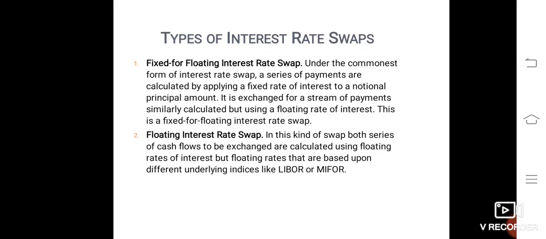There are two types, that is, fixed for floating interest rate swap and floating for floating interest rate swap. See, fixed for floating interest rate swap: under the commonest form of interest rate swap, a series of payments is calculated by applying a fixed rate of interest to a notional principal amount. It is exchanged for a stream of payments similarly calculated but using a floating rate of interest. This is the fixed for floating interest rate swap. Secondly, the floating interest rate swap. In this kind of swap, both series of cash flows to be exchanged are calculated using floating rates of interest, but floating rates that are based upon different underlying indices like Libor or MIFOR.